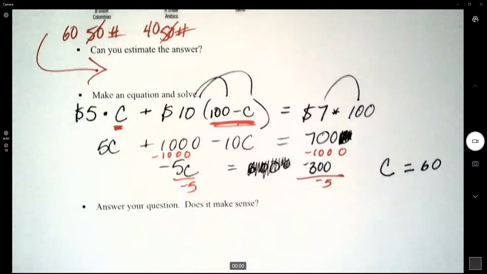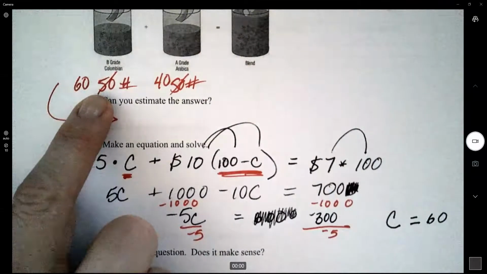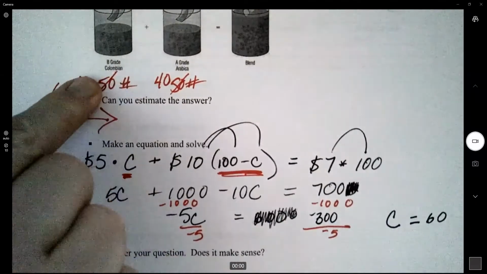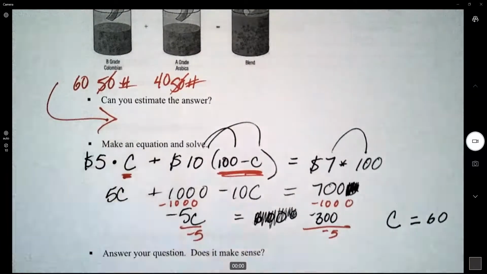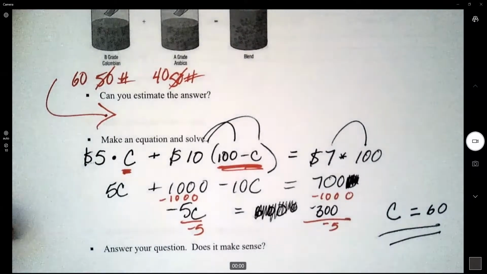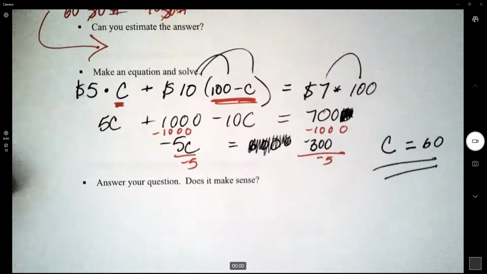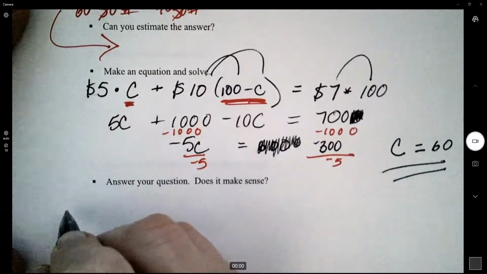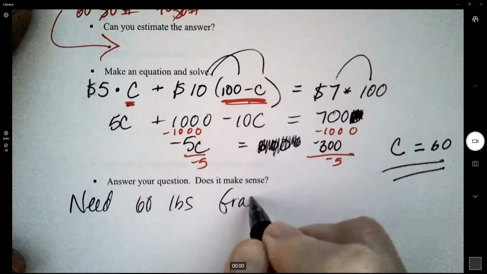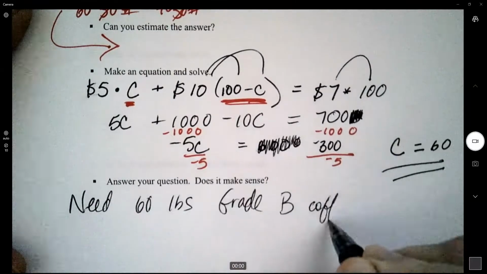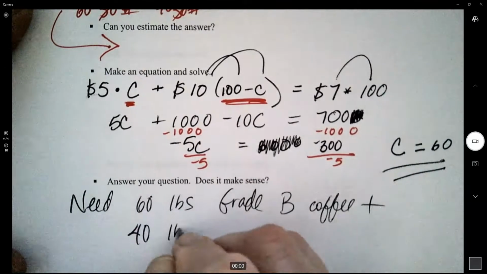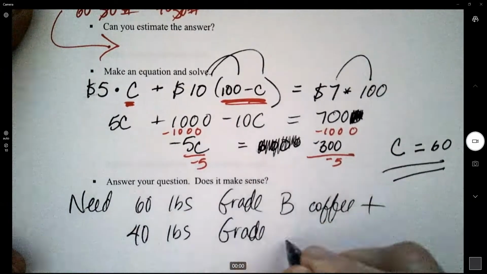Oh, wow, look at that. That was exactly what I estimated. I had no idea what the answer was going to be. And that makes me feel really happy that that matches exactly what my estimate was going to be. So the grade B coffee, we're going to need 60 pounds of the grade B coffee. So let's go ahead and answer the last part, which is the question. We will need 60 pounds of the grade B coffee, and that means 40 pounds of the grade A coffee.